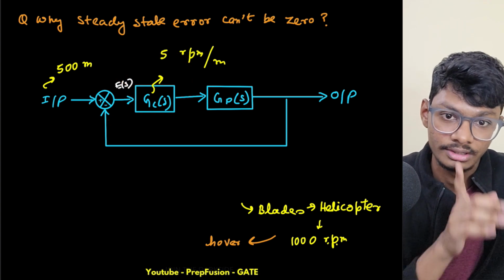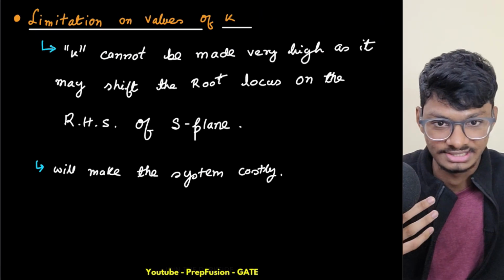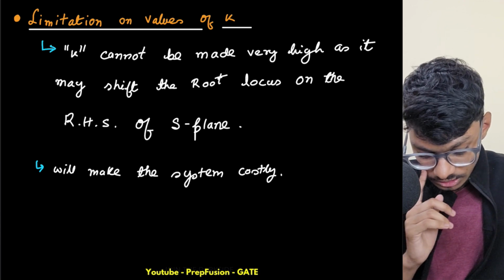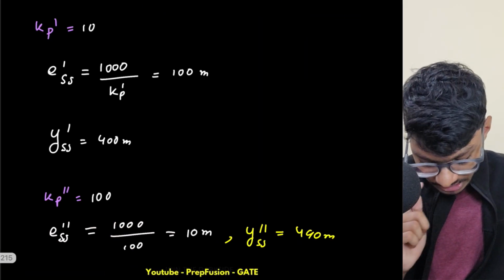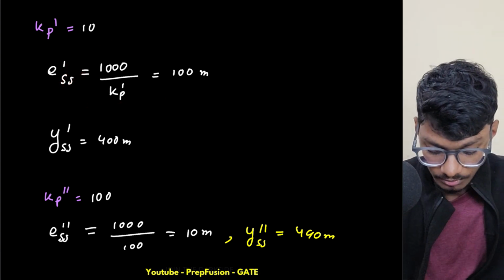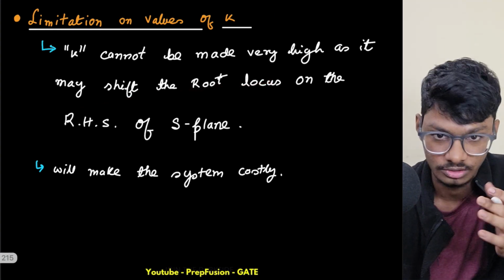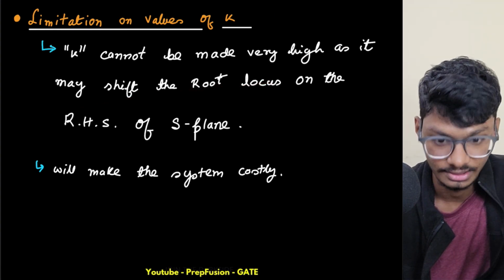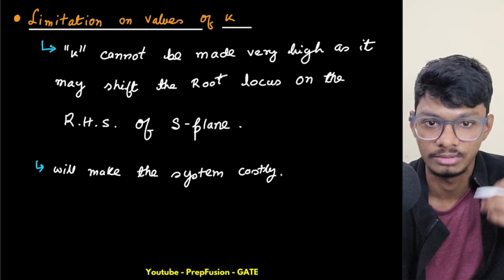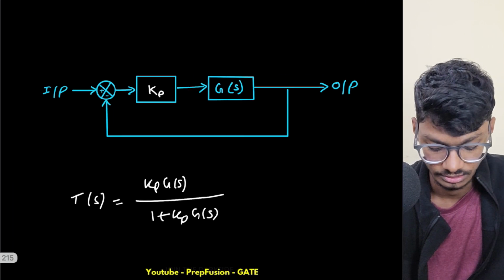A proportional controller can only reduce the error, as we see from the formula that we got. I can't explain that again because the explanation is very difficult. Mathematically, the steady state error depends upon this Kp, but it can't go very high because there are limitations. It may shift the root locus and become unstable. Also the system will become very costly because a high gain amplifier means more cost. That is a drawback of the proportional controller.